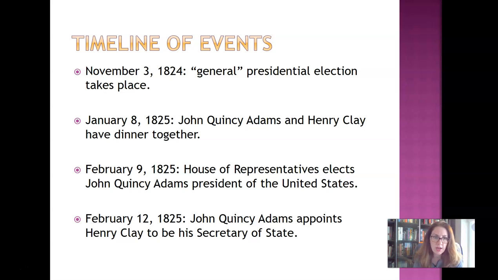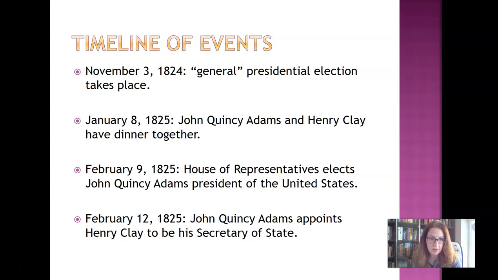So here's our timeline. In November, the general election takes place. On the 8th, John Quincy Adams and Henry Clay have dinner together. And what is discussed? Who knows? On the chapter 11 Haiku page, I do have some documents there for you to look at if you want to dig a little bit deeper. I did have a skit that we were going to do, not so much anymore, but if you want to look at that, and some other primary sources about this, some of them are from John Quincy Adams and from Henry Clay and also from Andrew Jackson.